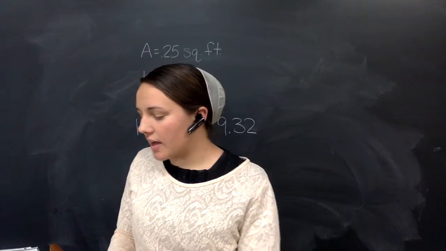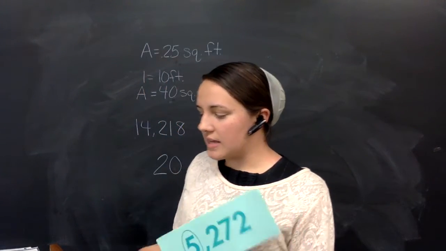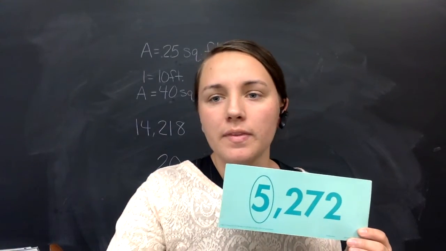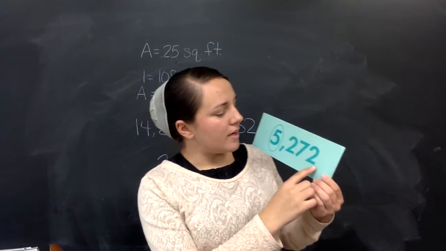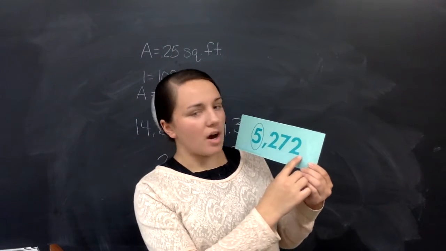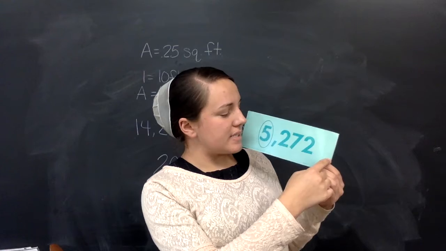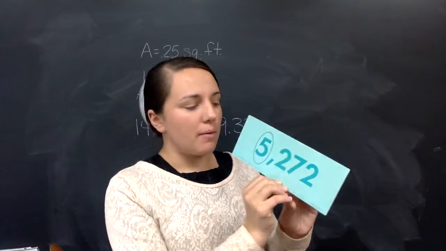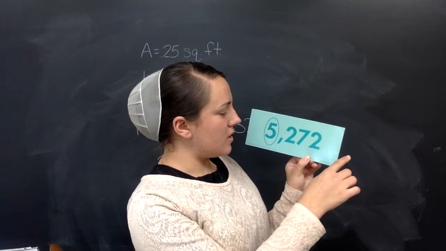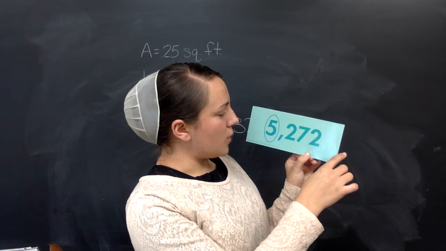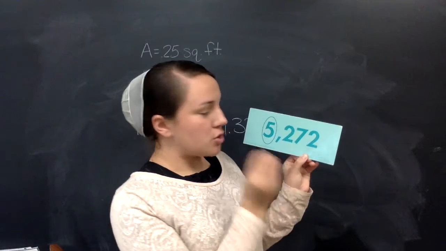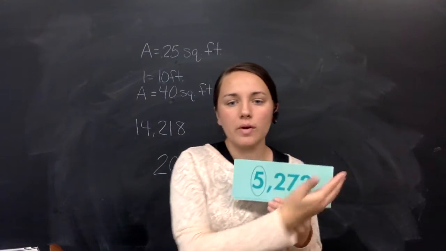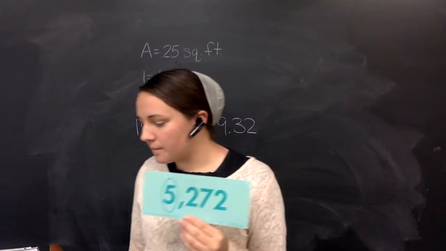So if we have a number like this, and we want to multiply by 10, we are simply going to move our decimal point, our invisible decimal point here, one place to the right. So it would be 52,720. If we would multiply by 100, we move it 2 places. So then our answer would be 527,200. And multiply by 1,000, we would move our decimal point 3 places.